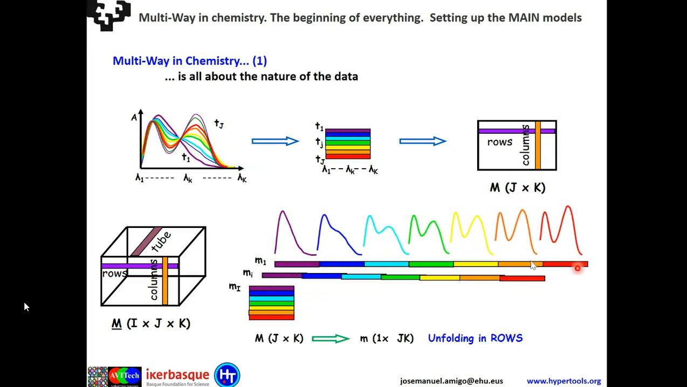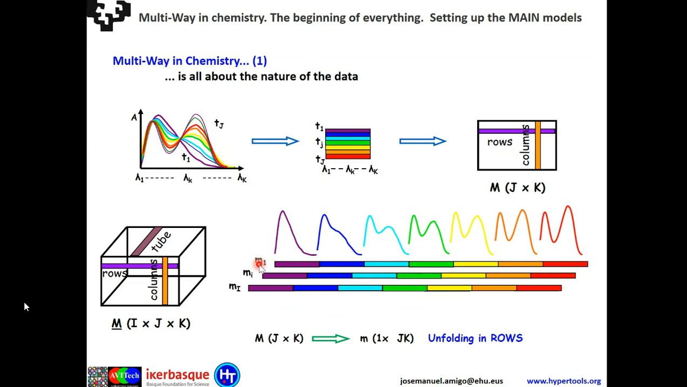So actually, one of the classic ways of dealing with this data was to unfold our three-way structure in the sense that, for instance, here for each measurement that we have here, time, we can unfold in the sense that we have each spectrum one after the other one, okay? So we can do the same with different samples. And at the end, what we will have is an augmented matrix, okay?